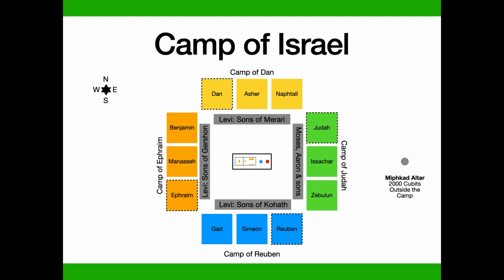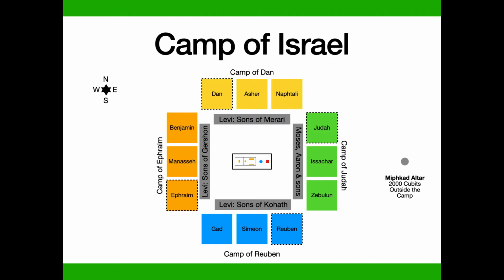But inward, we do have Levi. His 3 sons are camped in 3 different locations. So the sons of Merari, the sons of Gershon, and Kohath are all on different sides. And then over on Judah's side, we have the camp where Moses, Aaron, and his sons camped. Kind of the high priests and priests there. Versus all of the tribes of Levi that were on the other sides.